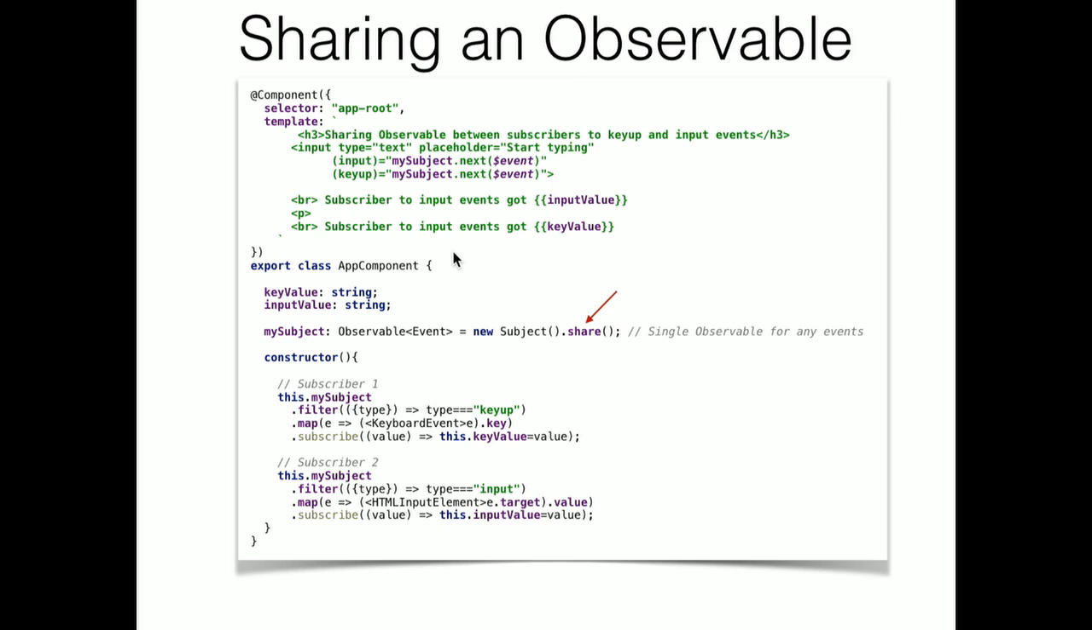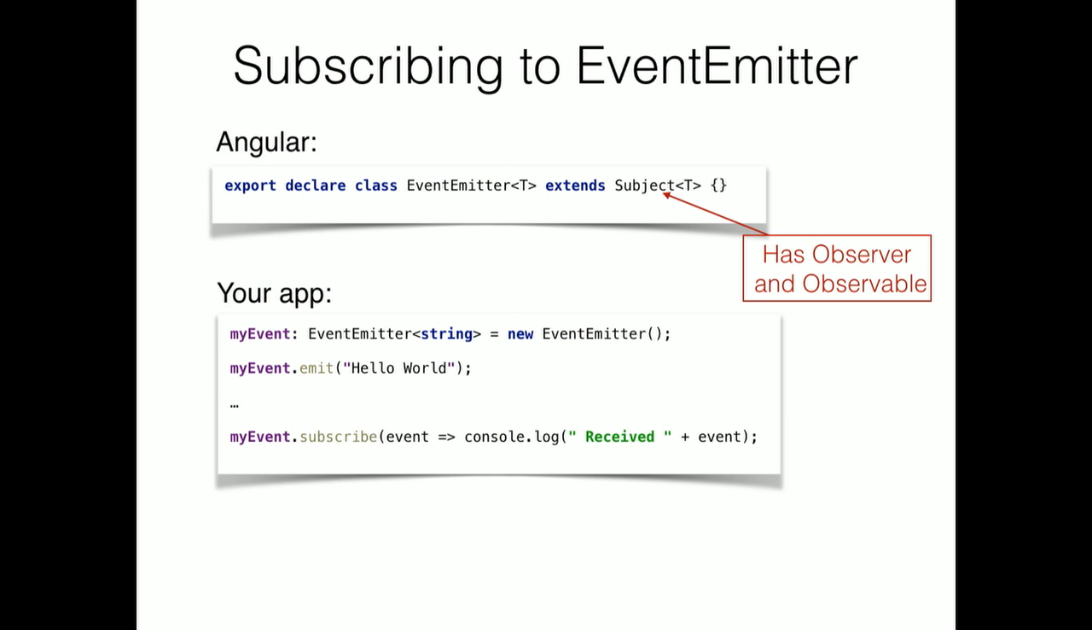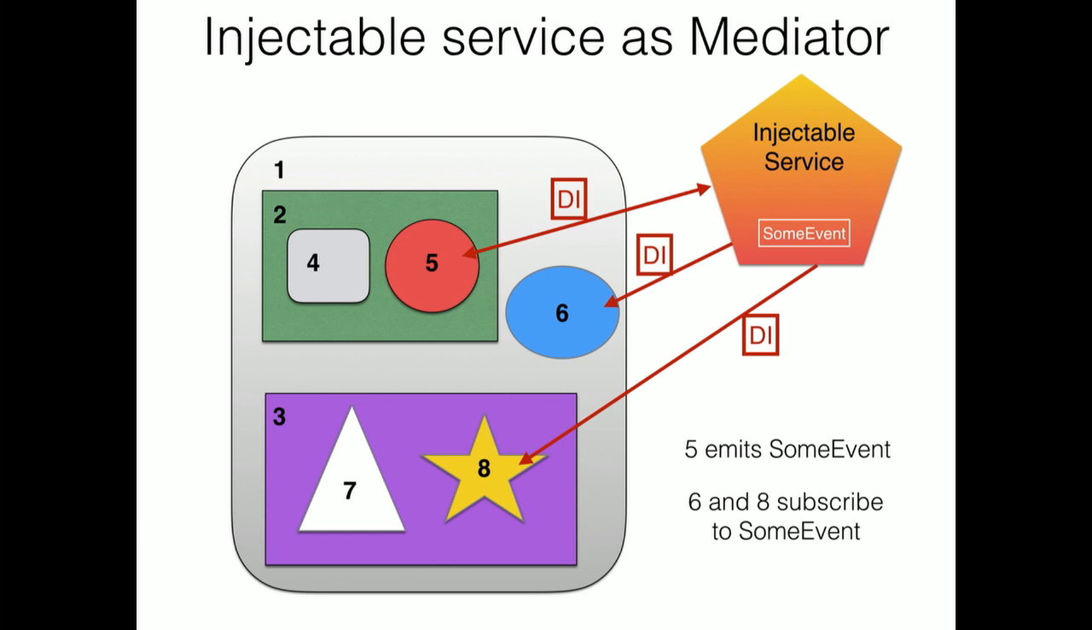So I say, I want to create a new subject, I want to share it. Share with whom? With as many subscribers as need be. The first subscriber is here. It'll be handling the keyboard events. The second one will be handling input events. And they both use the same stream, the same producer, so to speak. All right, I don't have much time, but in Angular, you also have EventEmitter, which is a subject, technically.